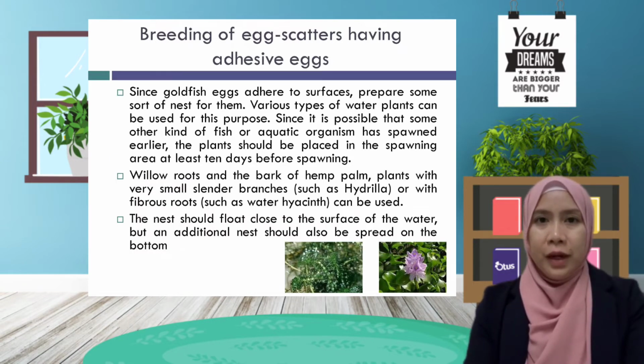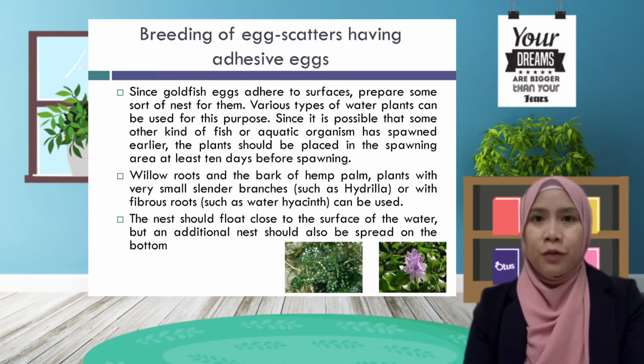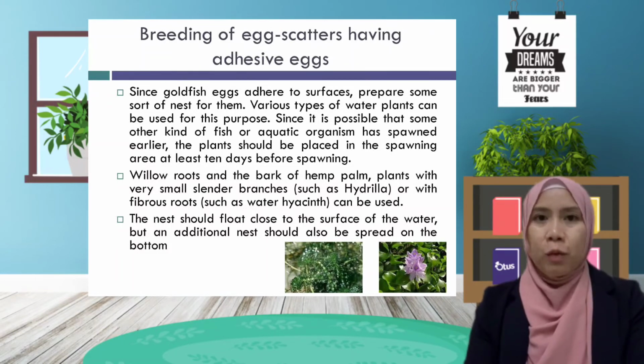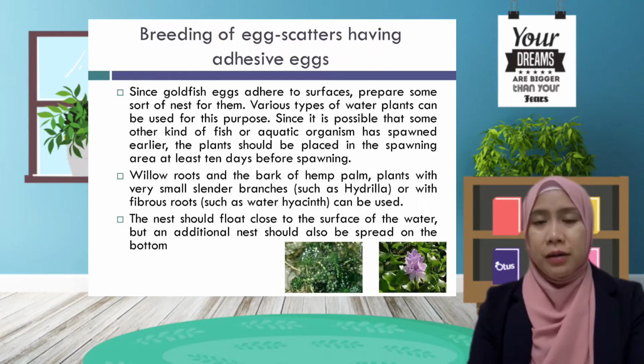Since goldfish eggs adhere to surfaces, prepare some sort of nest for them. Various types of water plants can be used for this purpose. Since it is possible that some other kind of fish or aquatic organism has spawned earlier, the plants should be placed in the spawning area at least 10 days before spawning, so that all other eggs will be hatched and eliminated from the plants for the nest.